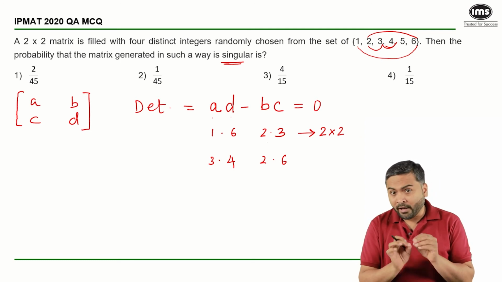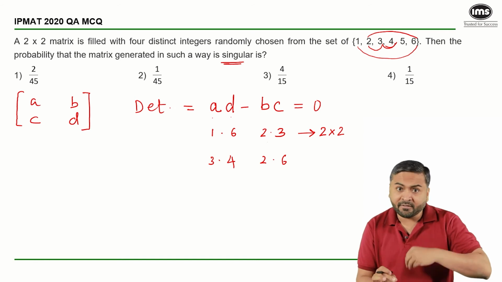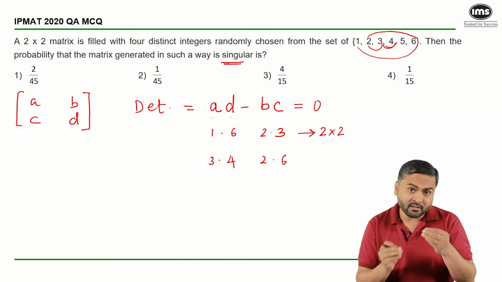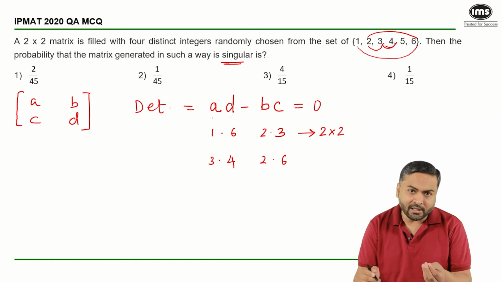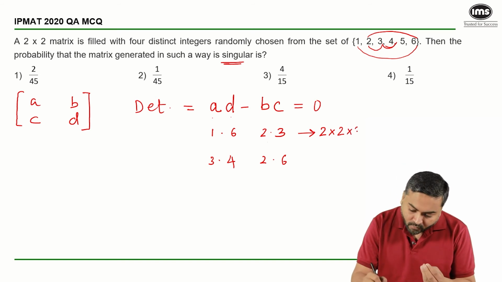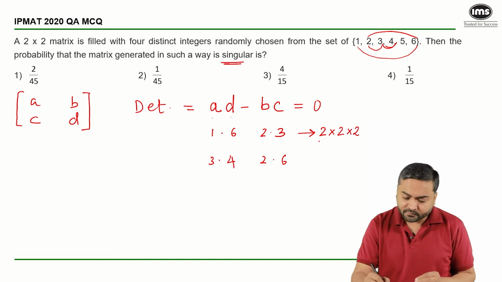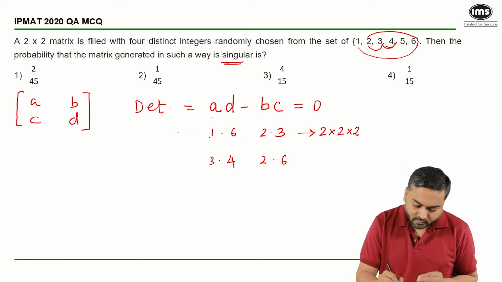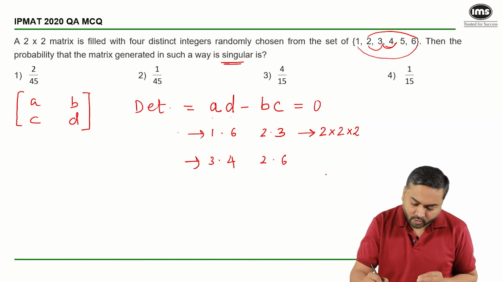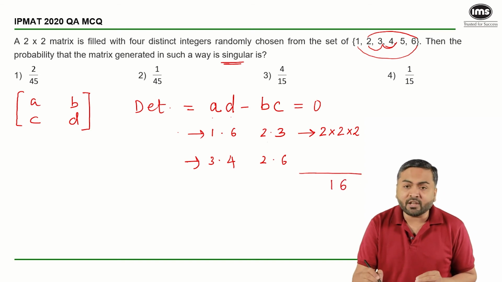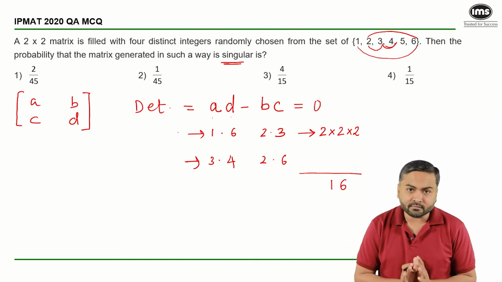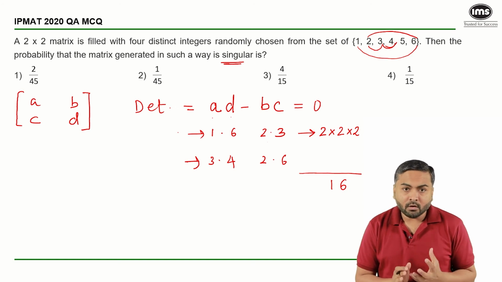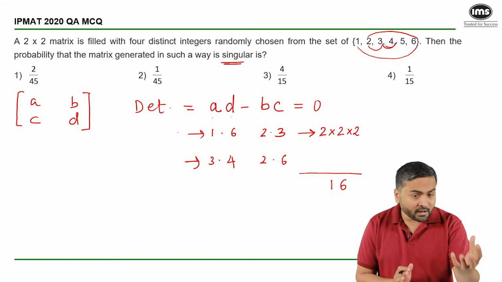Now, the values that we have given to A and D can also be given to B and C. So there are further 2 more ways. So there are a total of 8 ways here and there are 8 ways here, right? So in total there are 16 ways in which we can generate a singular matrix. So my numerator is going to be 16.